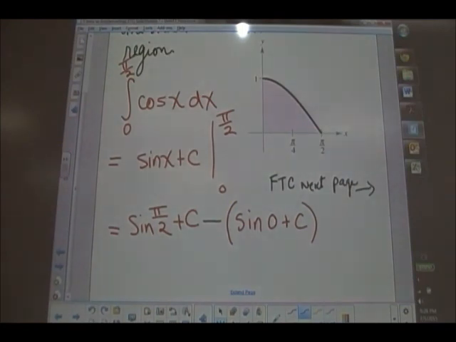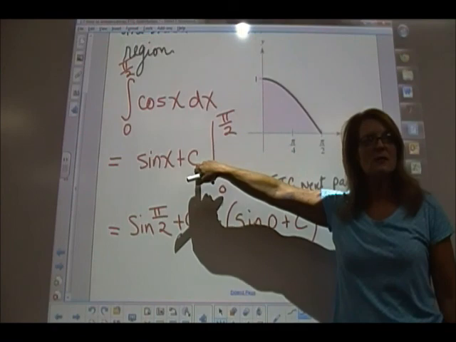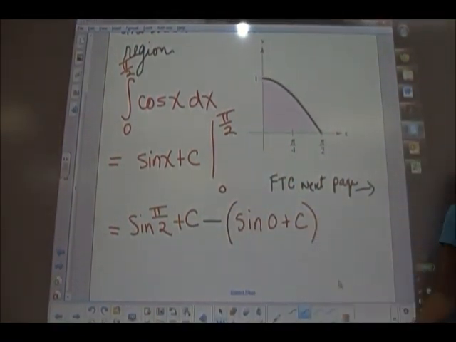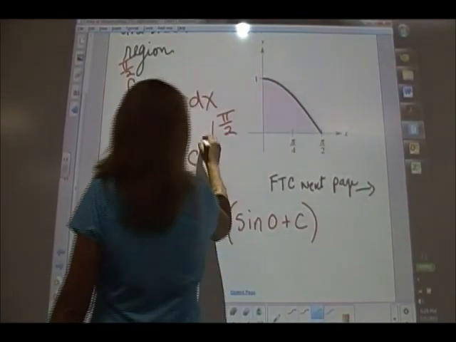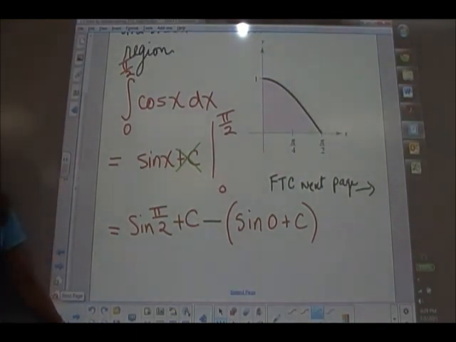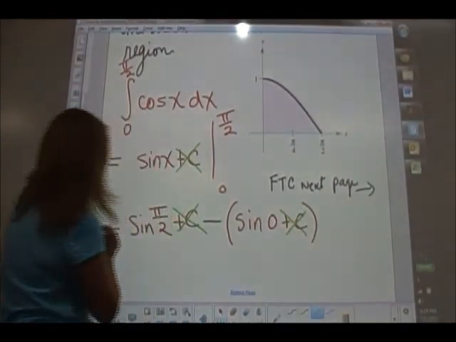So what happens? Yeah, the C's cancel out, don't they? It's going to happen every time. Whatever this constant is right here, if you use the fundamental theorem of calculus, these two constants will be equal and your C's will disappear. So when you're finding definite integrals, you can pretty much leave that plus C out because you're going to have a numerical value. We really don't need these plus C's now.